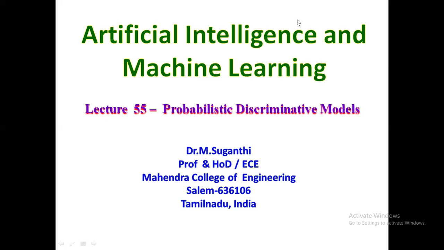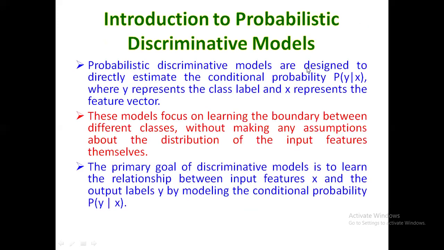Mastering these models, such as logistic regression, SVMs, and neural networks, equips AIML learners with the ability to design systems that are both efficient and highly accurate in recognizing patterns and making decisions. We'll see them one by one. First, we'll see the introduction to probabilistic discriminative models.